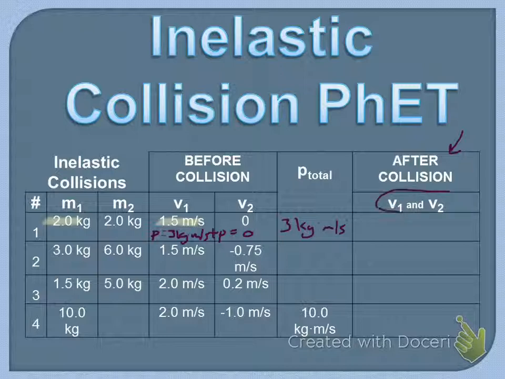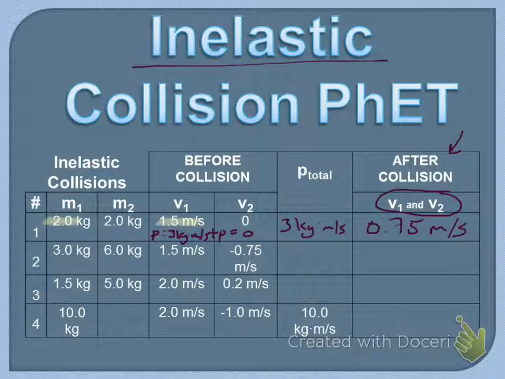Now, we could actually calculate the after collision velocity. The reason that this column heading says V1 and V2 is because in an inelastic collision, those things are stuck together, and so they will be moving with the same velocity. If two things are stuck together, one cannot be going faster than the other, or they don't stay stuck together. All right, so when we do run the collision, we see that afterwards the velocity that they have is 0.75 meters per second. That's the velocity of both of them.